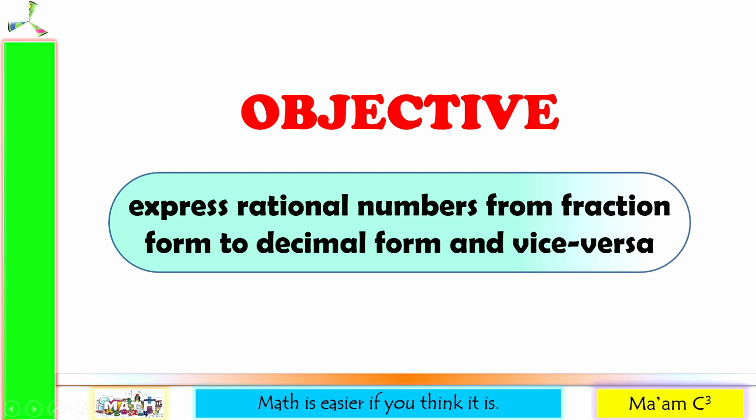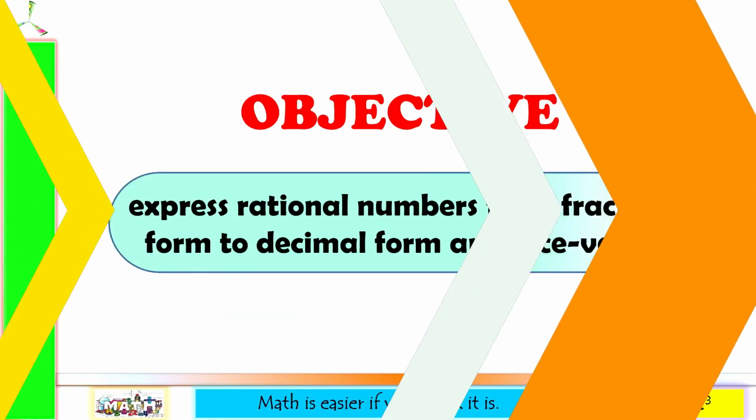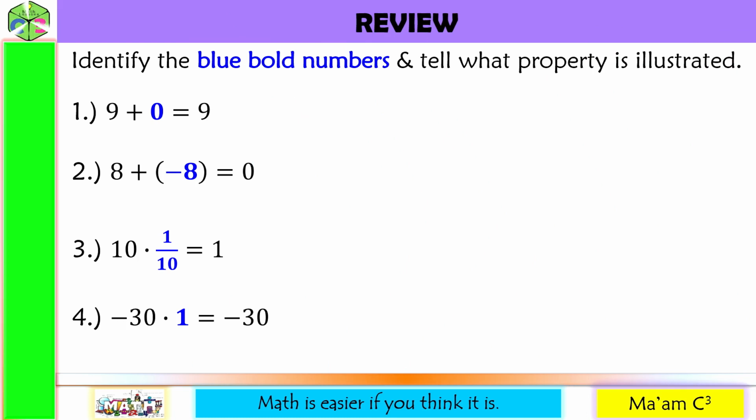Our objective in this lesson is to express rational numbers from fraction form to decimal form and vice versa. Let's have a quick review of our previous lesson. Identify the blue bold numbers and tell what property is illustrated.